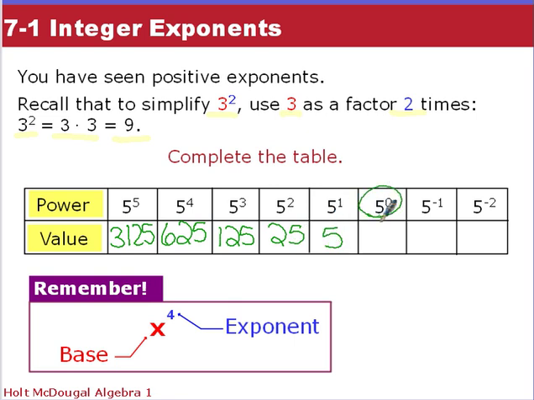5 to the 0, we have a non-zero number raised to the 0 power, is 1. 5 to the negative 1 is 1 over 5 to the 1st, or 1 over 5. And 5 to the negative 2 is 1 over 5 squared, or 1 over 25. So you notice as the exponents go smaller, we went from 5, 4, 3, 2, 1, our value is smaller until we get to negative exponents, 5 to the negative 1, and we end up with a fraction, 5 to the negative 2, and so on and so forth. So just keep in mind the base is a factor that you can be multiplying, and the exponent tells you how many times to multiply the base by itself.